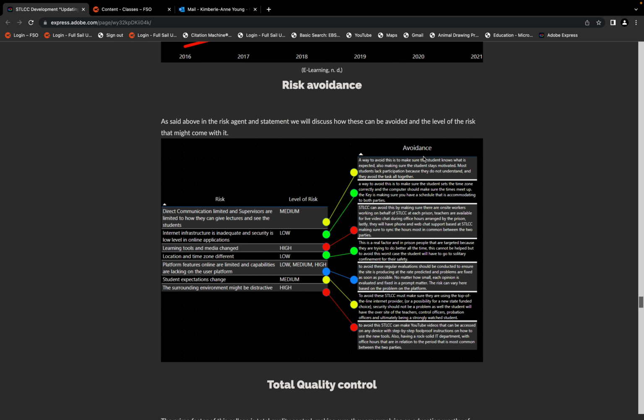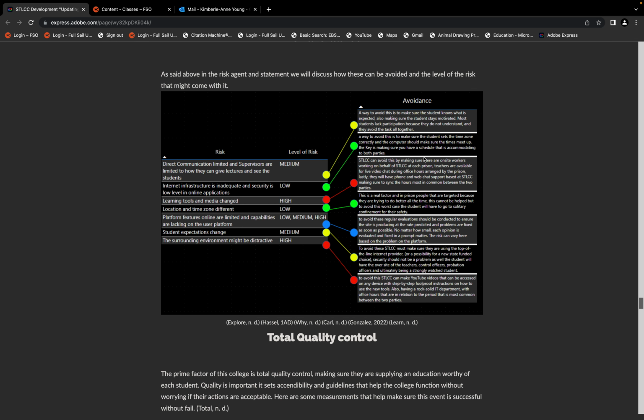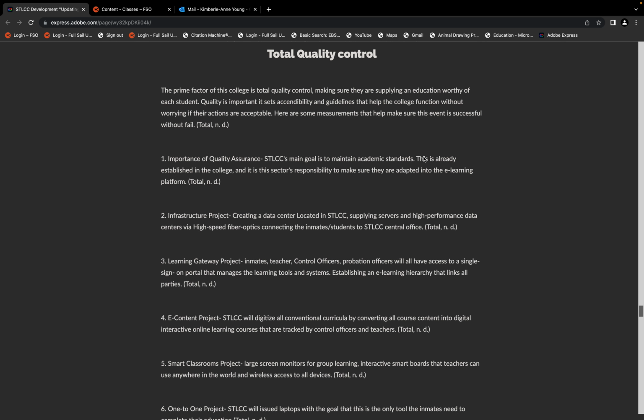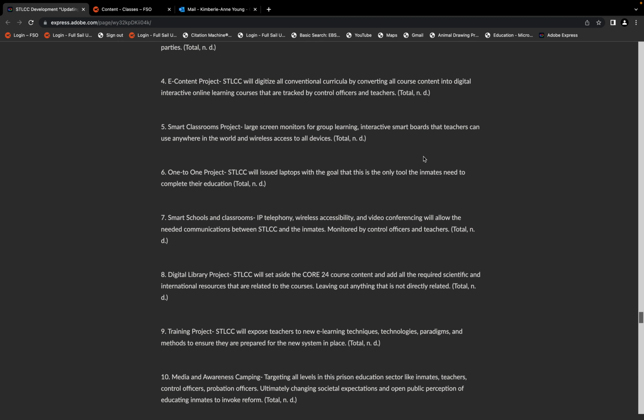And here I have the risk avoidance. I used the risk from above and I went and I wrote ways to avoid this from happening. And I'm really happy with the results. And a lot of it is common sense, but I wrote it down anyway because this is step by step and I don't want to miss any steps. And I also have my total quality control. Things that STLCC needs to make sure that their process is done correctly. And as you can see, they are all here, all 14.